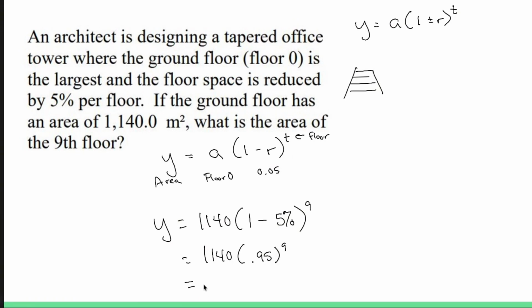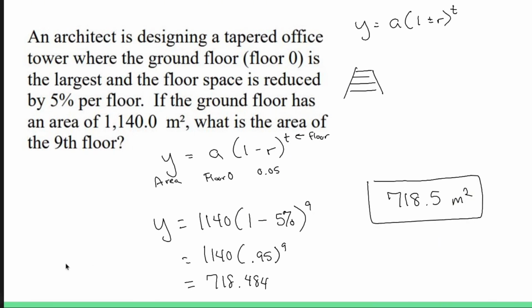So this is where you're going to run your calculator and do a little bit of math. So let me do that quick. And I ended up with 718.484 and so on. So it looks like they were rounding it to the nearest one decimal. So we'll do 718.5 meters squared. Strange problem, but we were able to use percentages to make it work anyway.